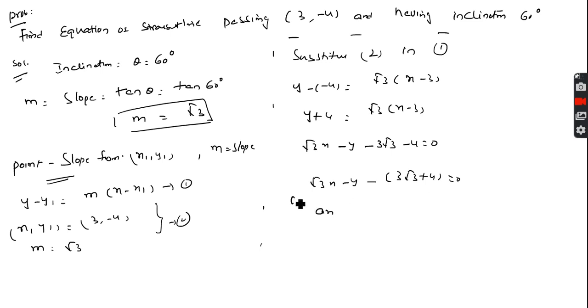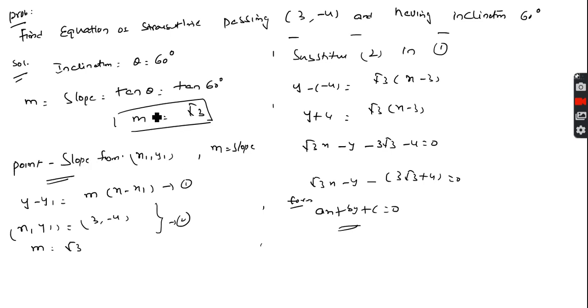It is of the form ax plus by plus c equal to 0, which is the required straight line. So what is the question? The question is, find the equation of the straight line passing through (3, minus 4) and having inclination 60 degrees. Inclination is theta, and we need to find the slope. The slope is tan theta, which is tan 60 degrees. So finally m equals tan 60, which is root 3.